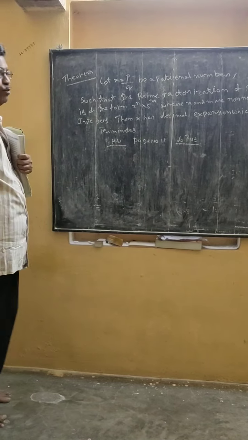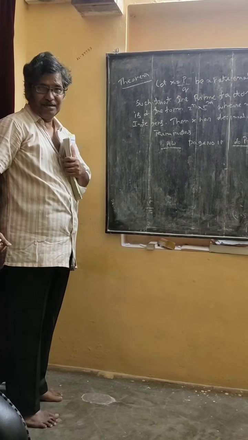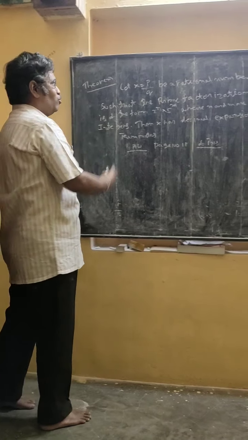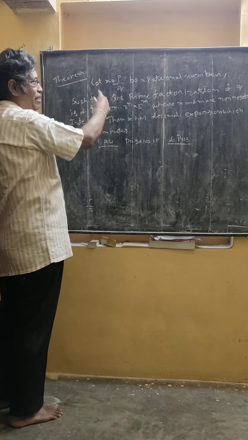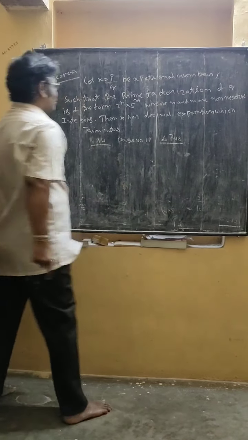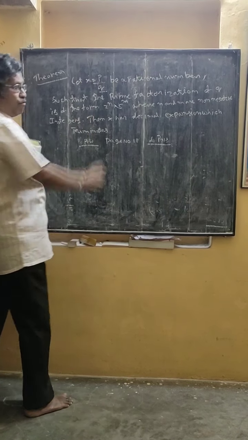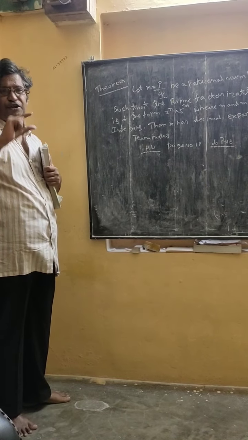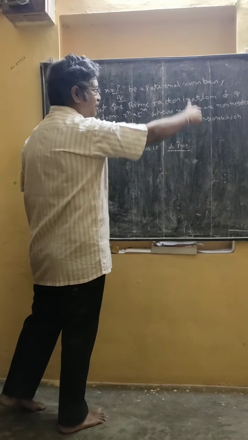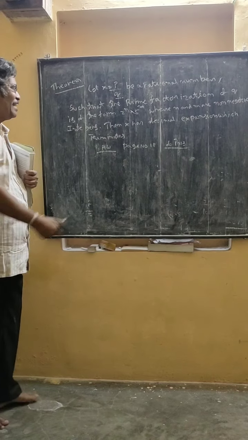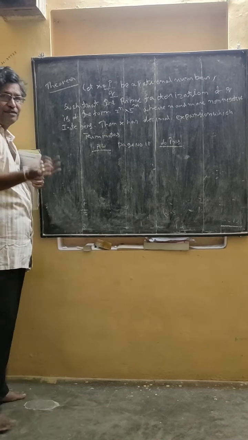We got this theorem from the above discussed examples. In those examples, first we took a rational number x equal to p by q, such that the prime factorization of q, as in the previous two examples, is in the form of 2 power n and 5 power m.